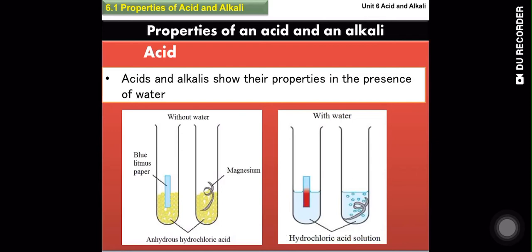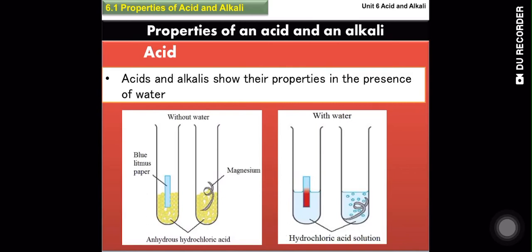Actually, if you look at it, the acid and alkali will only show their properties with the presence of water. So without water, they are not able to show the acid property and alkali property. So if you look at the example here, when you have hydrogen chloride in solid form, it will never show acidic properties. For example, it will never react with the magnesium, and it will never change the blue litmus paper's color.